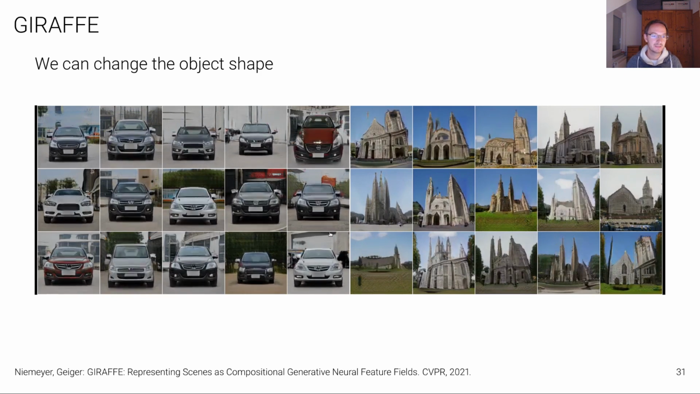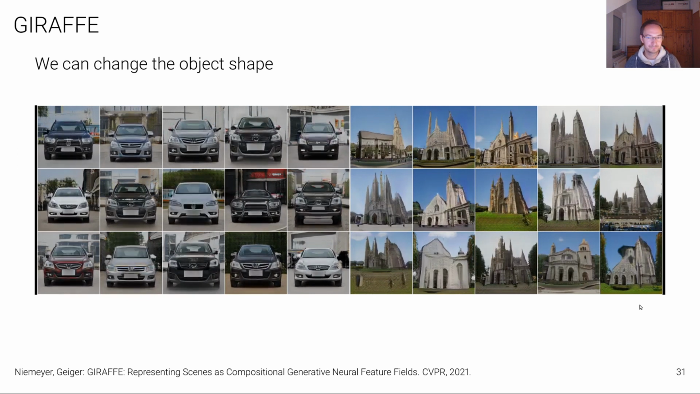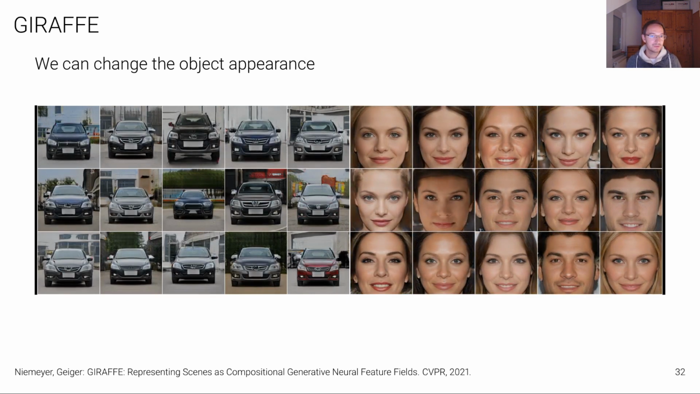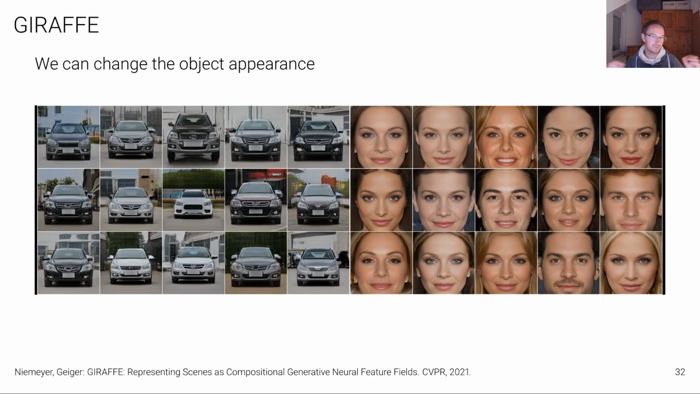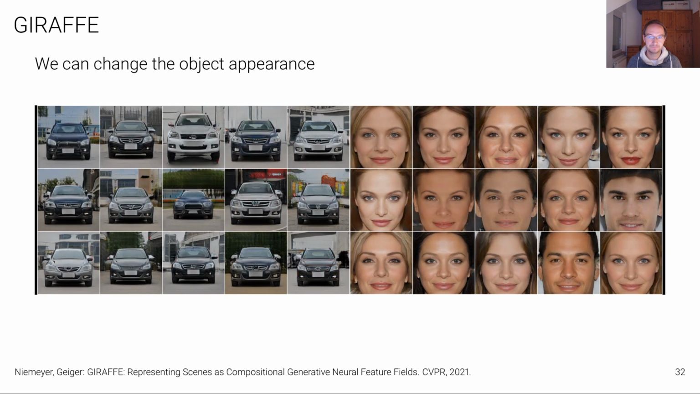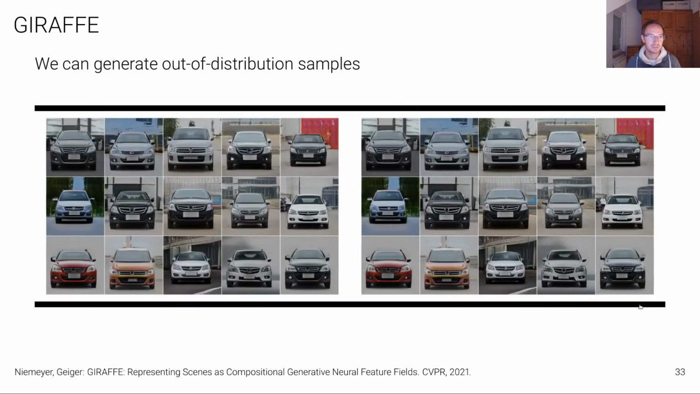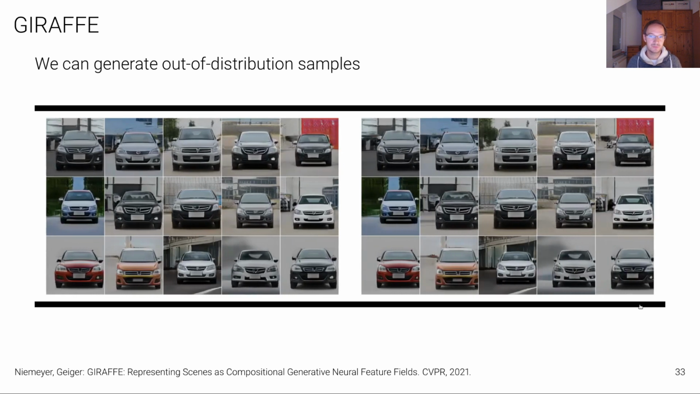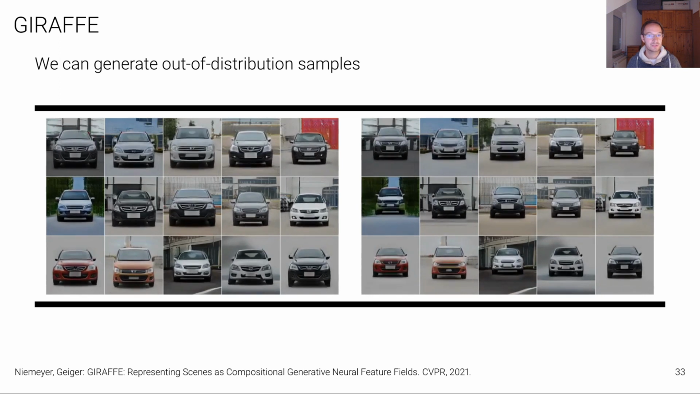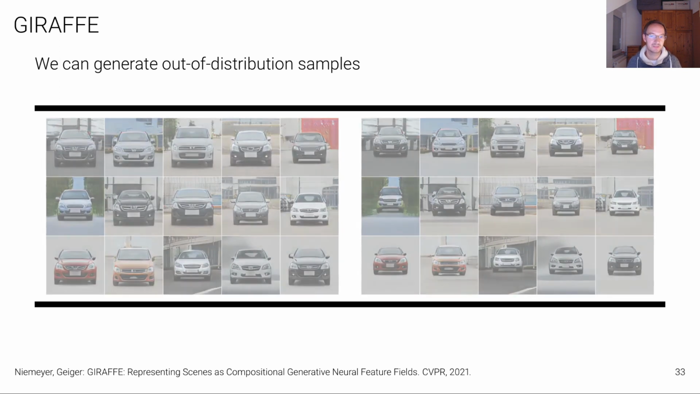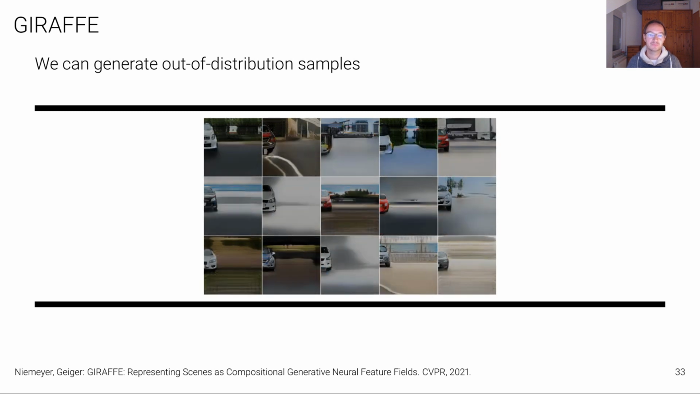On the left, you can see examples for cars. On the right, you can see church examples. We can also change the object appearance. So these are the different latent codes that I've shown you before. This is now changing only the object appearance. And we can even generate out of distribution samples. So here we are translating the car to locations where it hasn't been observed in the training set. Or here we're adding more examples to the scene.